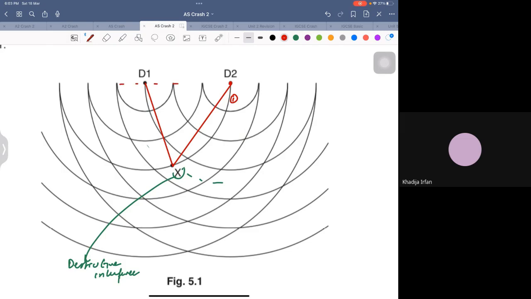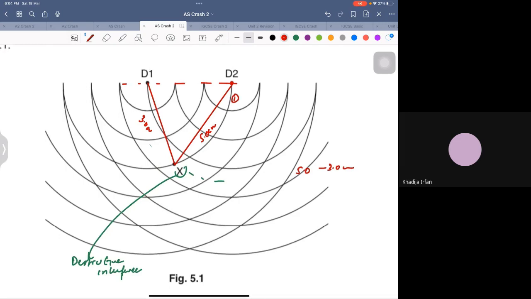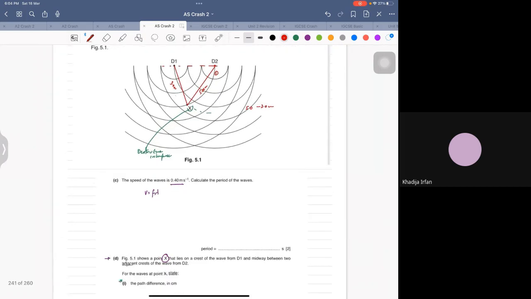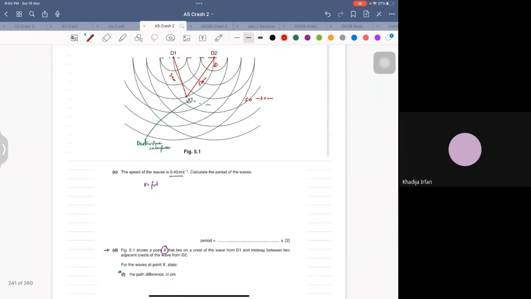Then what you're going to do is measure these lines. Let's suppose this line was 5 centimeters in the exam and this line came out to be 3 centimeters. Then the path difference would be 5 centimeters minus 3 centimeters. Is it clear? Nothing else. Okay, sir. That is how you can always do this if an actual figure is given.